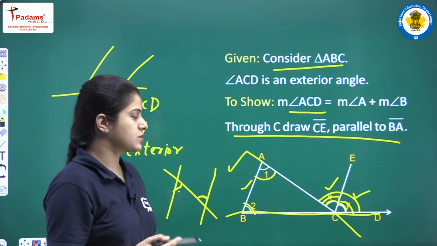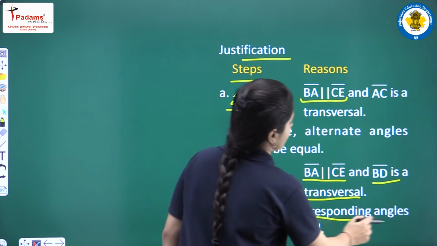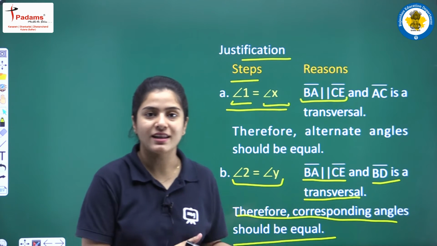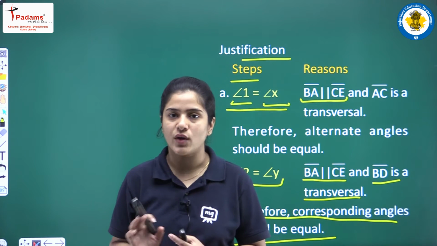Why are these equal, students? Have a look. Because they are forming the corresponding angles that should be equal, okay, when we are talking about the parallel lines and a transversal cutting that line, right students?